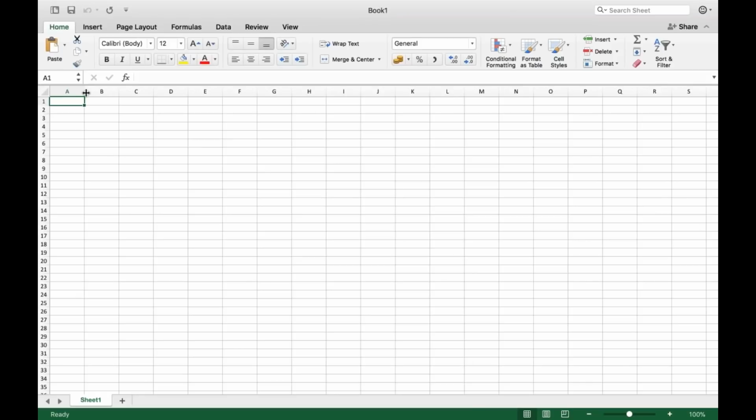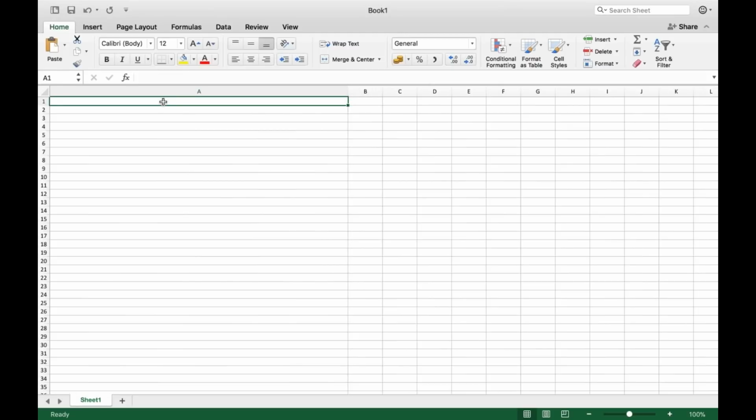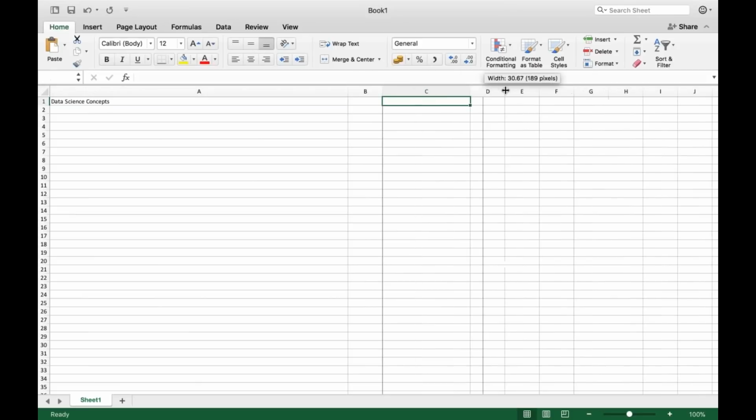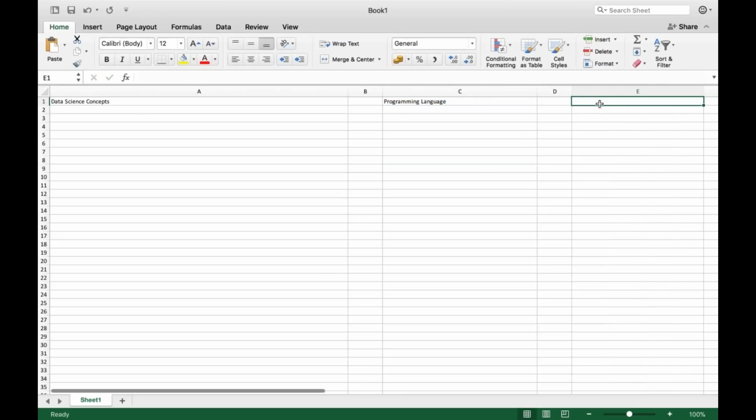In this session, we will discuss how you should prepare for data science interviews and what the various aspects are that you have to focus on. First thing is, needless to say, the data science concepts. And the second thing that you should be well versed with is programming language. And the third thing is the domain knowledge.